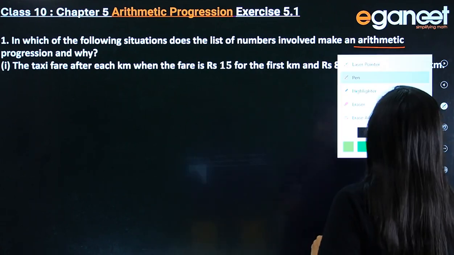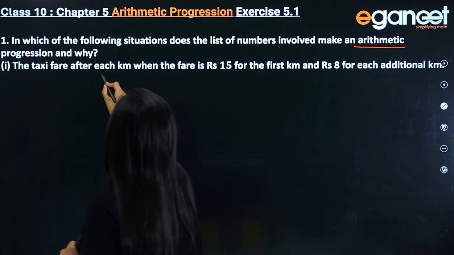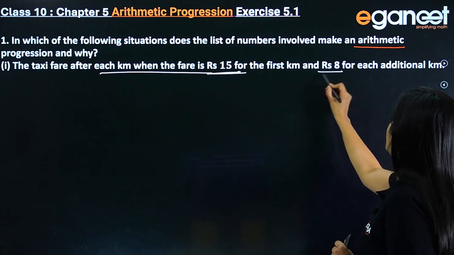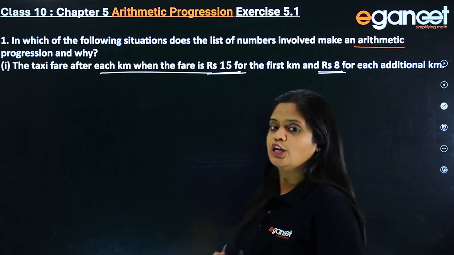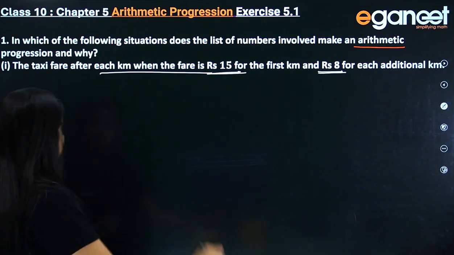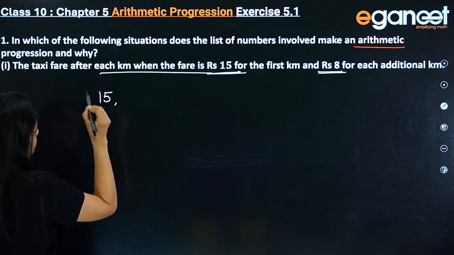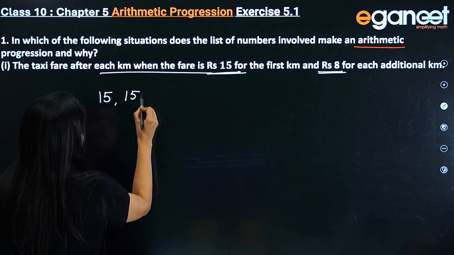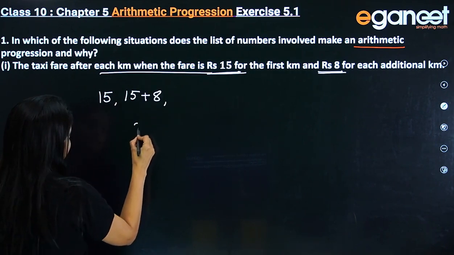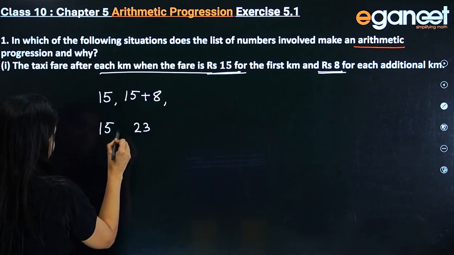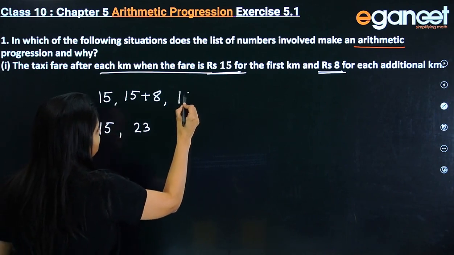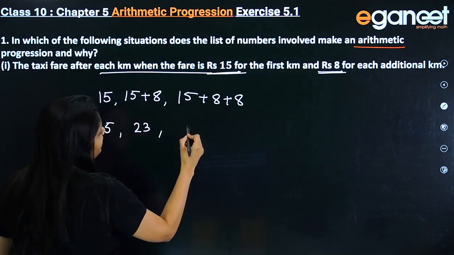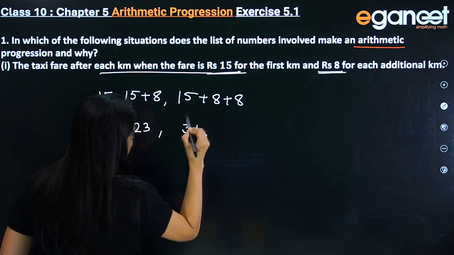Here the first question says the taxi fare after each kilometer, when the fare is rupees 15 for the first kilometer and rupees 8 for each additional kilometer. So for the first kilometer the person has to pay 15. Then for the second kilometer he has to pay 15 plus 8, that will be 23. So my first term is 15, second term is 23. Next will be 15 plus 8 plus 8. That is, it will be equal to 31.